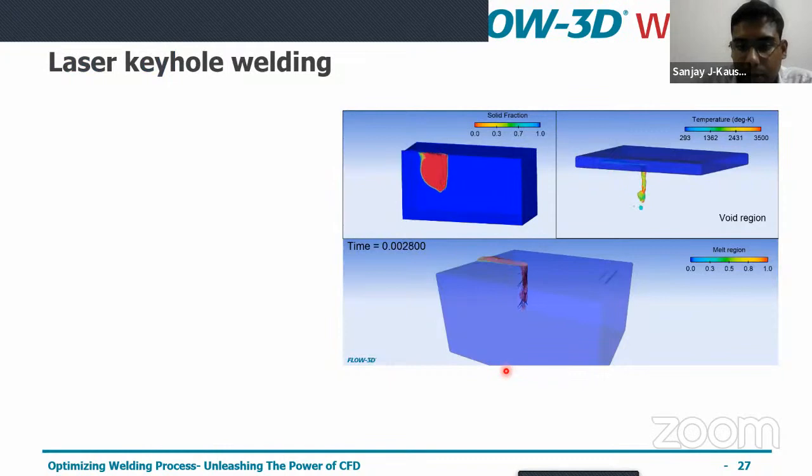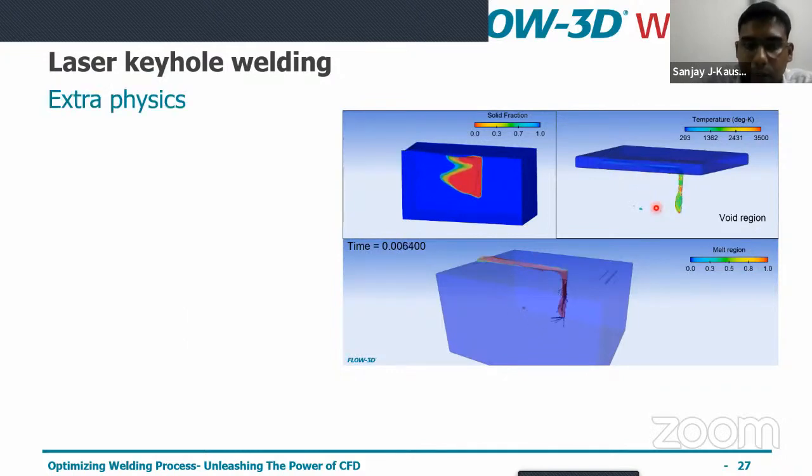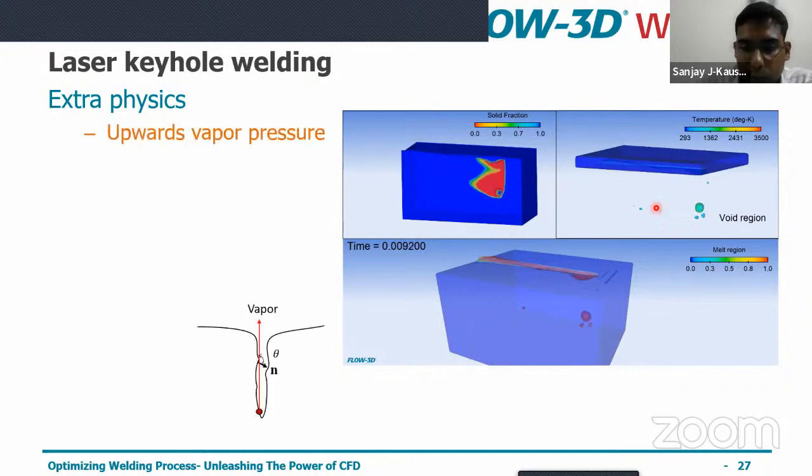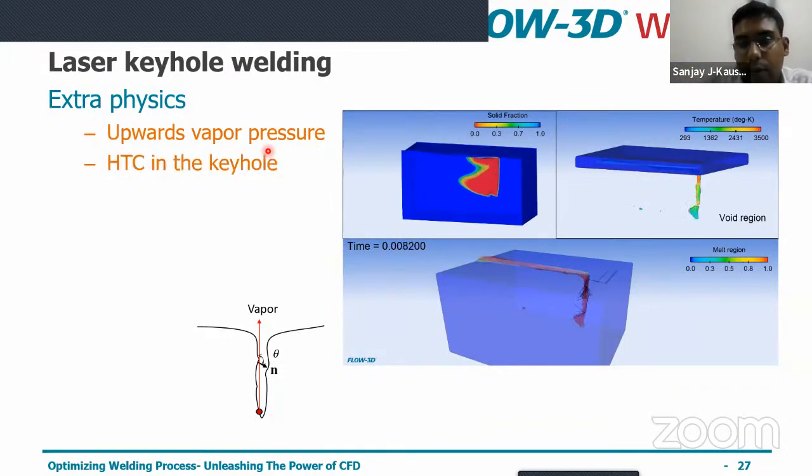So we can see an example of the porosities that are forming with respect to video. Here we are seeing the solid fraction. Blue indicates solid and red indicates the liquid metal. And here we are trying to see the depth of penetration. Also, there are extra physics that need to be accounted for. We have something called upwards vapor pressure, which forms from the bottom of the melt. That tends to come up and go out of the melt pool, but sometimes they're trapped in the melt pool itself and form porosities.